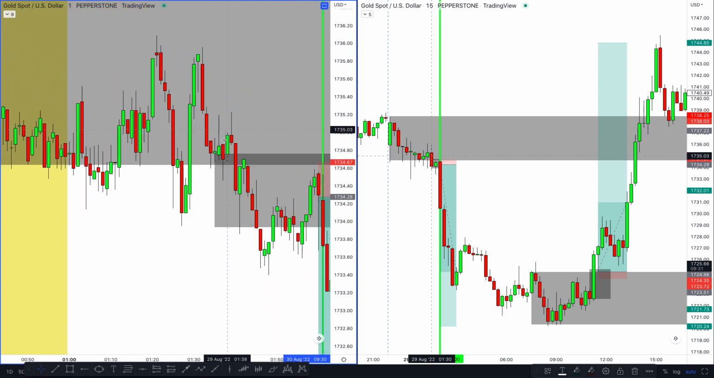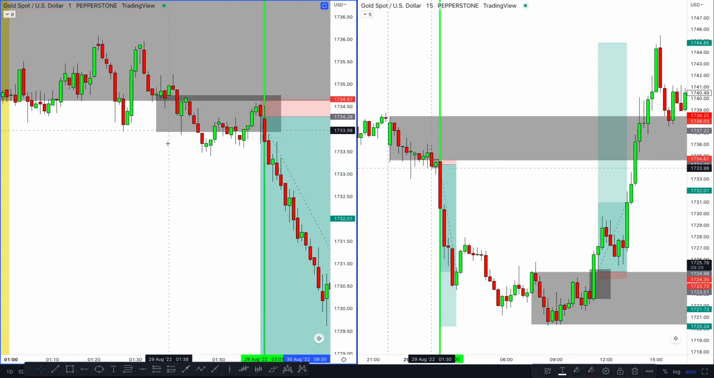So I've even gone down to a 1-minute time frame and drawn an area so you can see market structure on a lower time frame, which is lower highs and higher lows and higher highs and lower lows being formed.